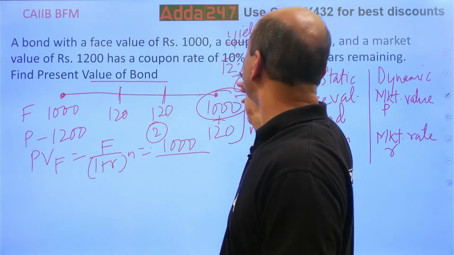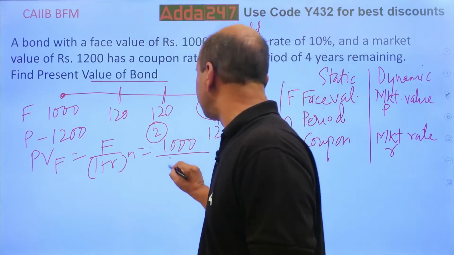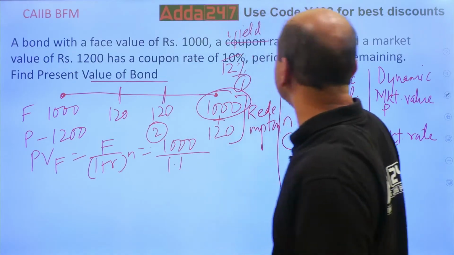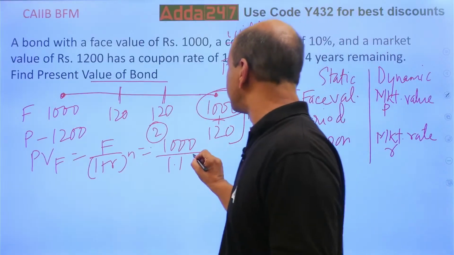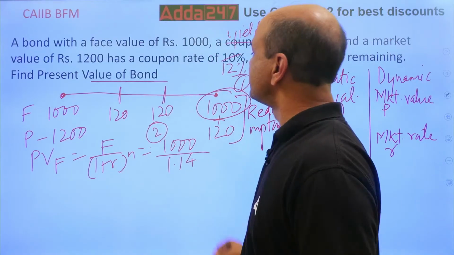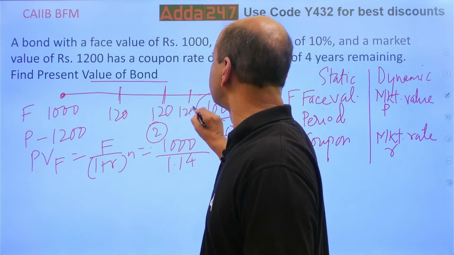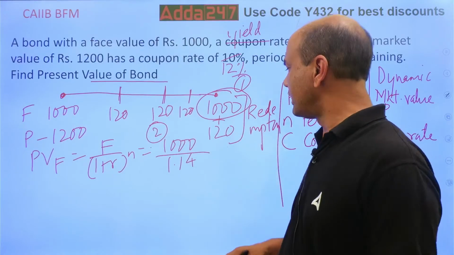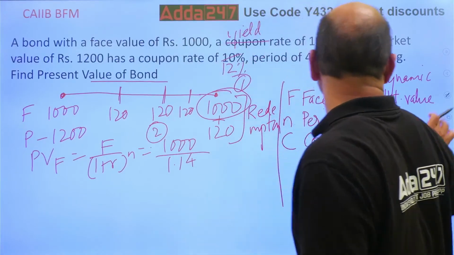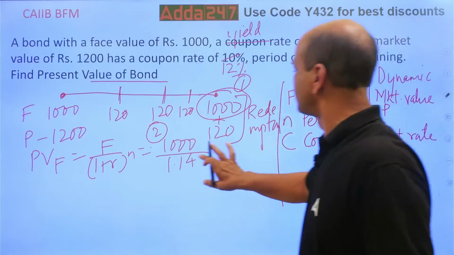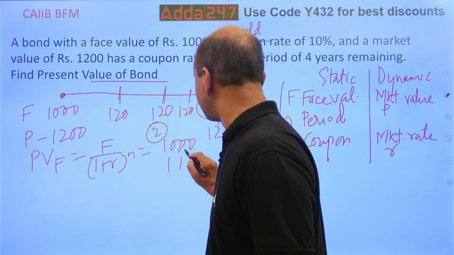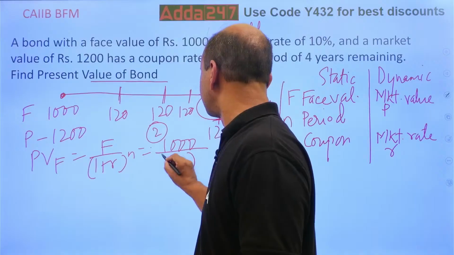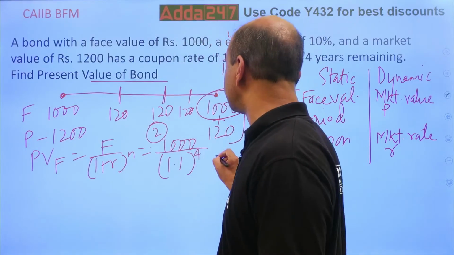What is R? 10%. So 1.1 directly I'll write it. Raised to N is what? 3 years. Right? What is given? 4 years. Sorry. So 4 years. Let's write this 4. One more I'll have to mark then. 120. So 3 plus 1, 4. So 1.1 raised to 4. Right? 1.1 raised to 4. Now find the answer for this.